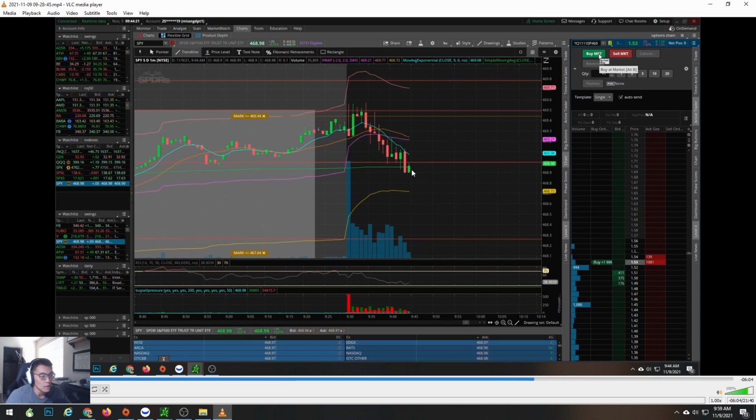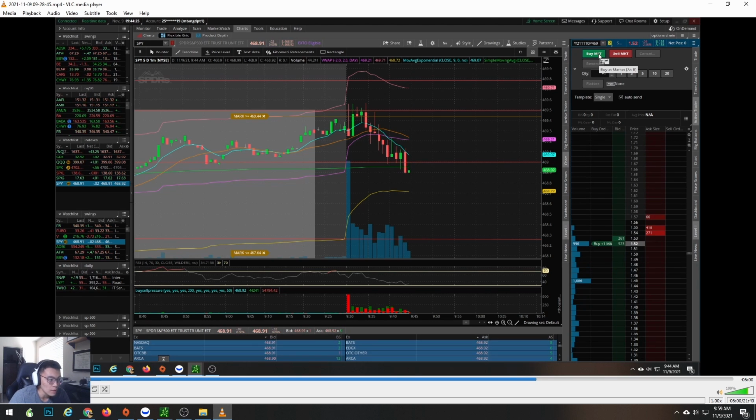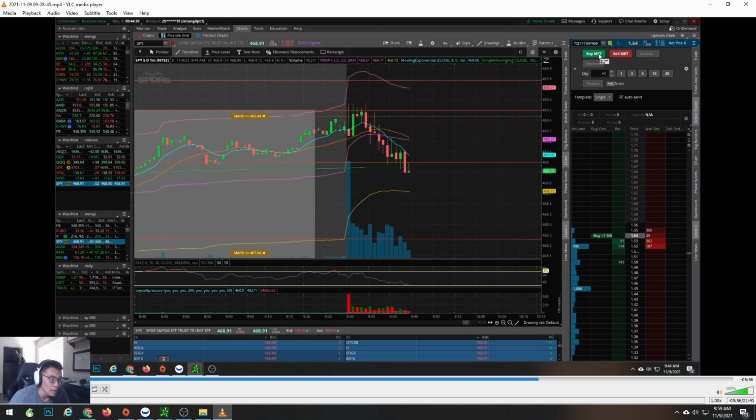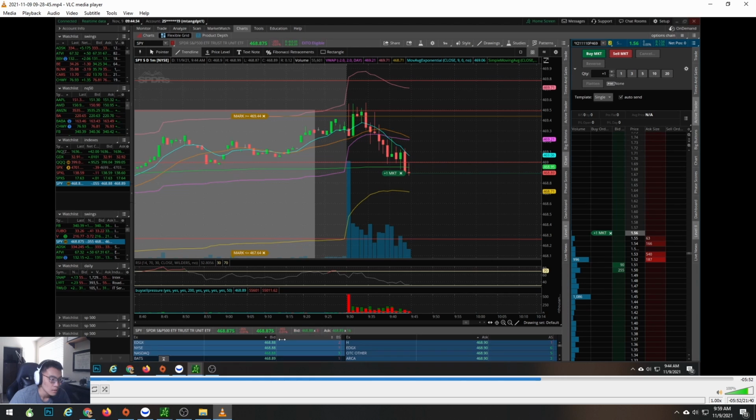Here it's still consolidating a little bit, and I was just looking for it to break below, and then I was going to get in. So you can see me hovering over the buy button. Okay, got in right there. Perfect.